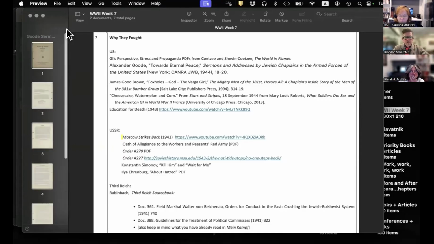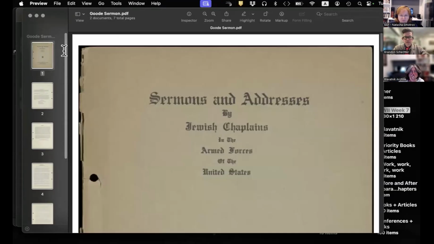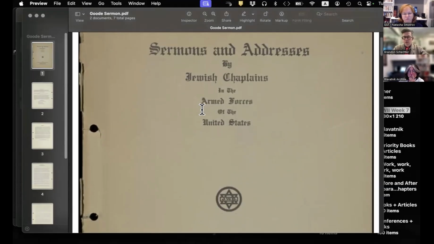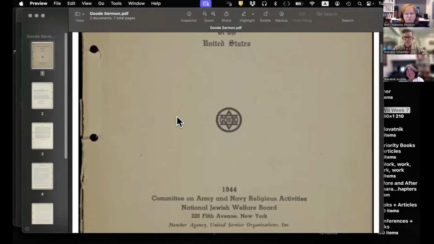And one of the sources that I use, one of the strangest and rarest sources that we have, is a series of sermons and addresses published by the Jewish Welfare Board in 1944 that are exemplary sermons by rabbis.